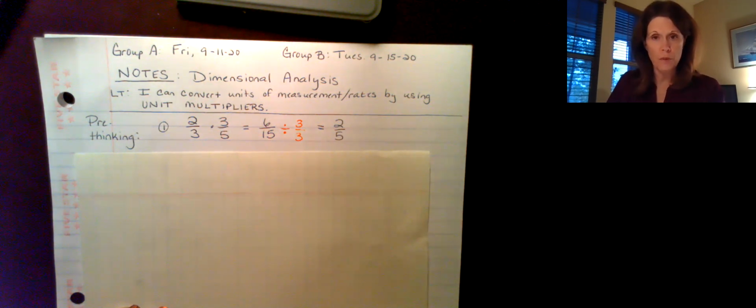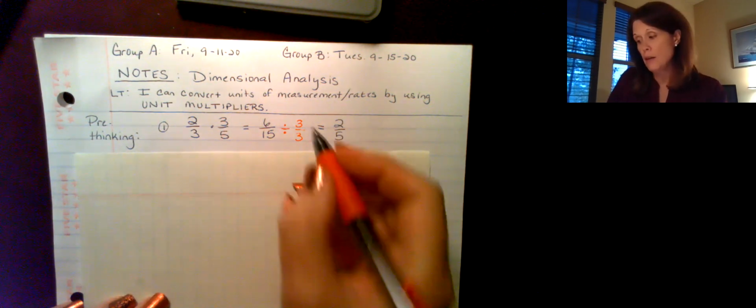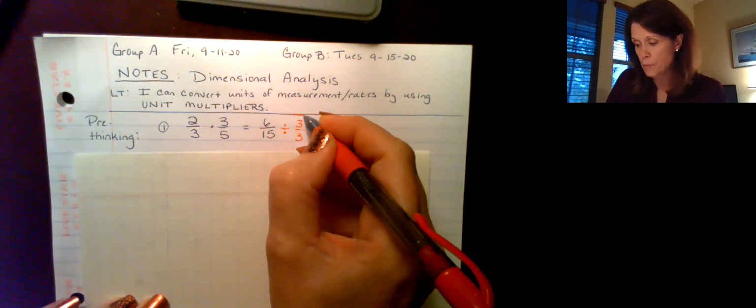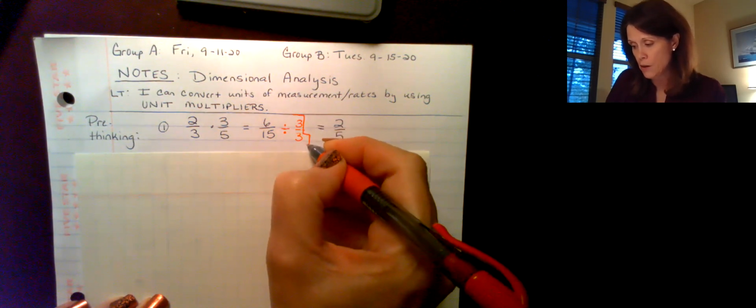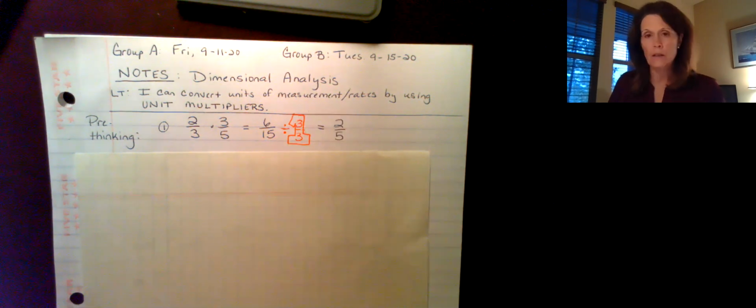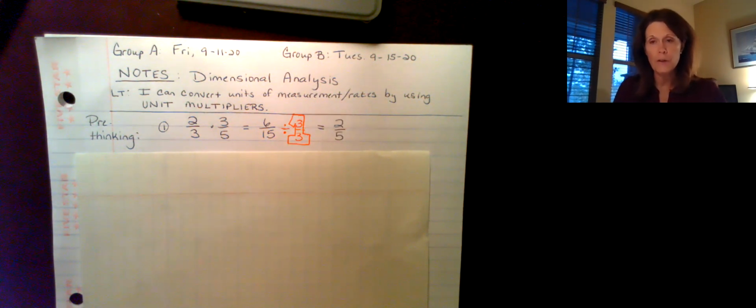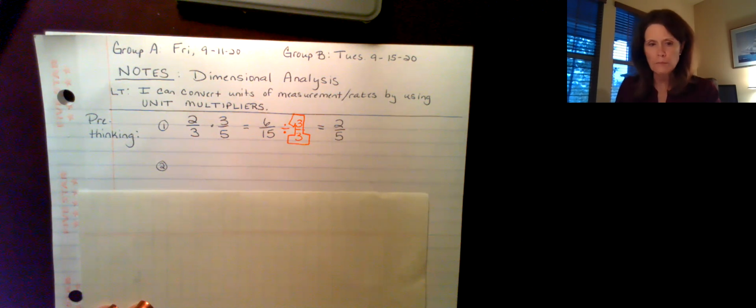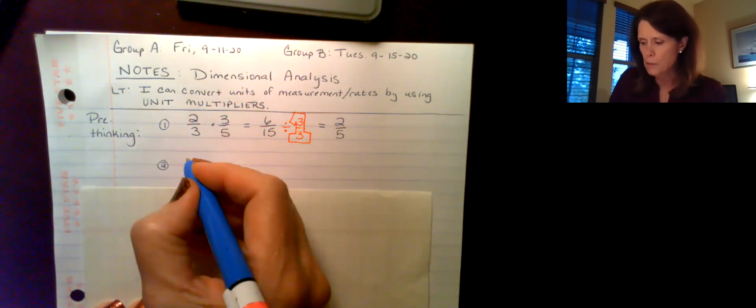Now, the reason I wrote this in red is because this right here, because the numerator and the denominator are the same, is just a unit of 1, isn't it? 3 over 3 equals 1. And when we divide something by 1, it doesn't change it. If we multiply something by 1, it doesn't change its quantity, right? So that's kind of a key component to this lesson, all right? All right, let's try another one.